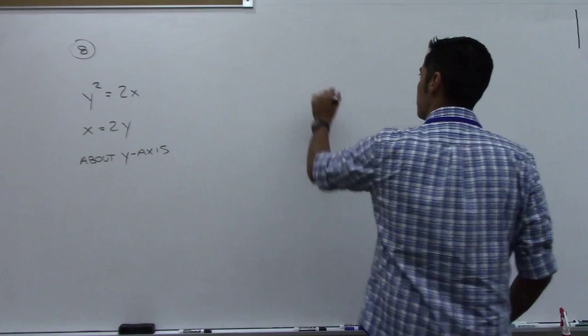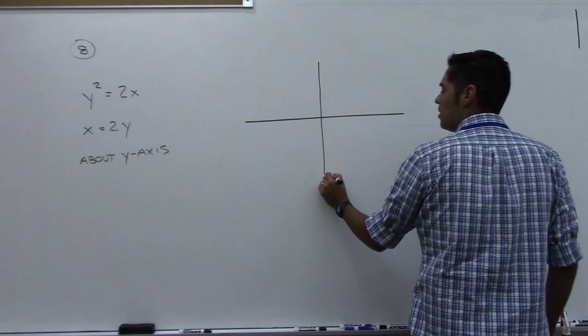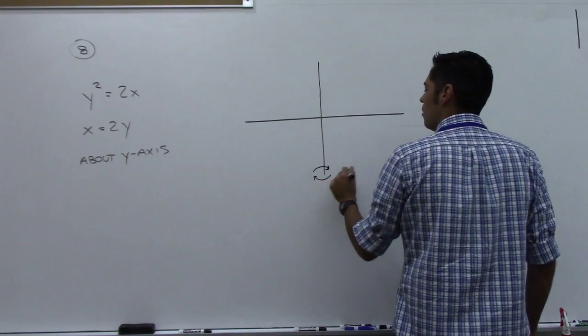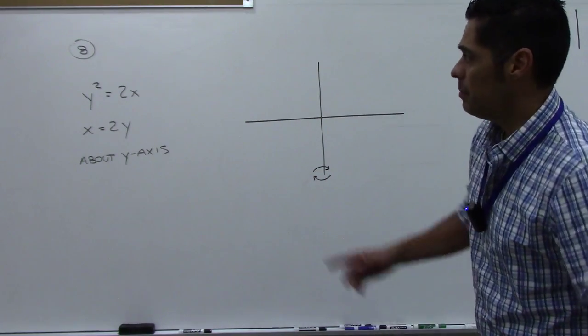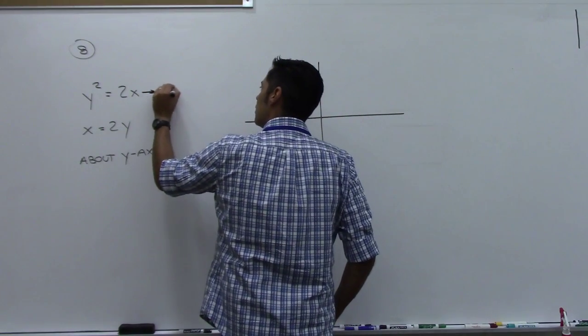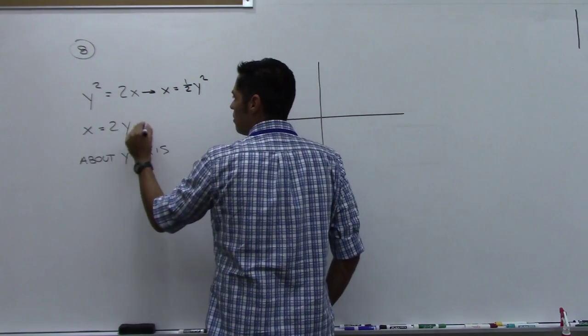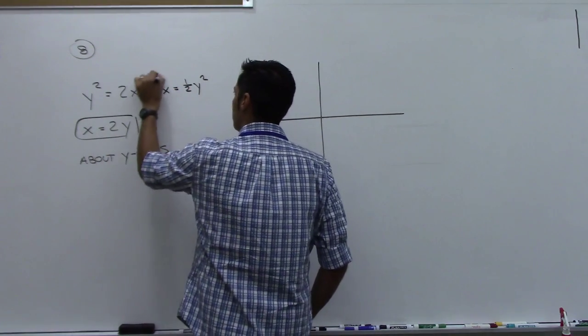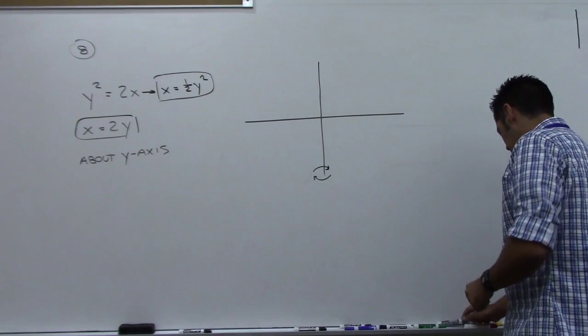So I need to determine if I'm going to look at these as functions of x or y. But I'm going to be rotating around the y-axis, which means that my rectangles are going to need to be sideways, horizontal. So I'm going to be needing to solve these for x. Solve that for x, you get x is going to be 1/2 y squared, just dividing both sides by 2. This one's already solved for x, so I'm in business. So I need to graph both of those. Let me go ahead and do that now.